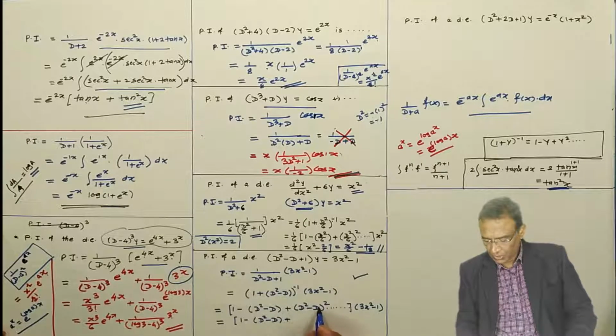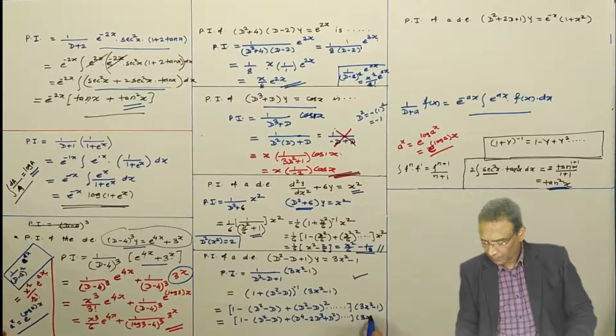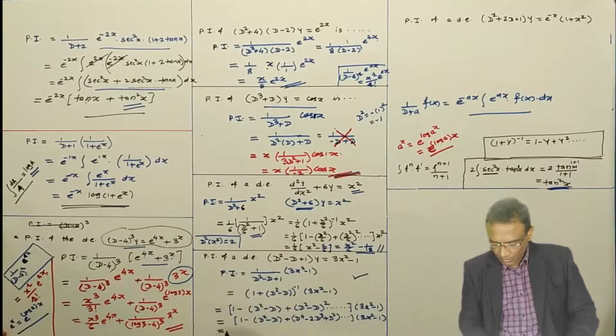Means if you take square of this by using formula a minus b whole square, then it will be d raised to power 4 minus 2d cube plus d square. Okay, and there are many terms here. 3x square minus 1. So operate each operator now.